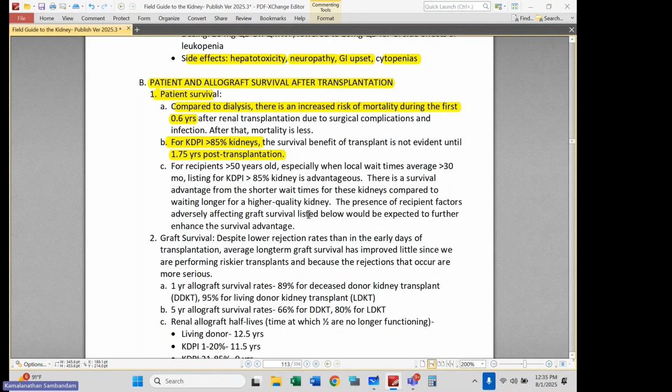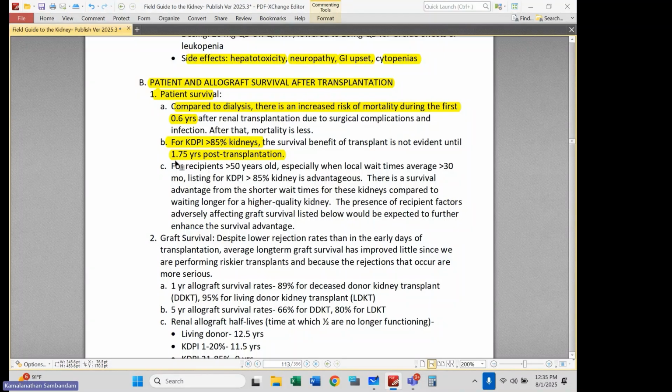Okay, now you can have a healthier patient who chose to take a high KDPI kidney that might have a survival advantage that is realized more early on, but these are averages based on the typical phenotype of patients.